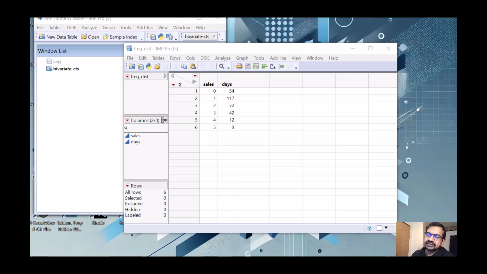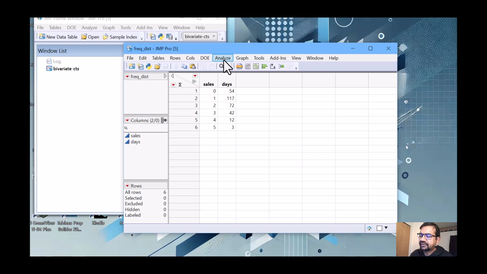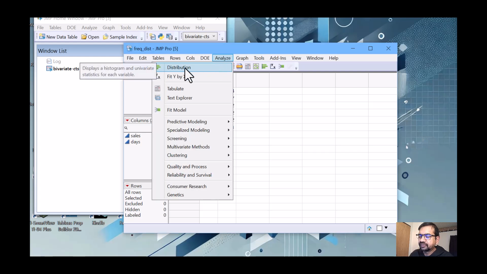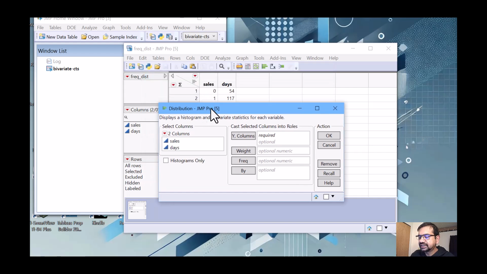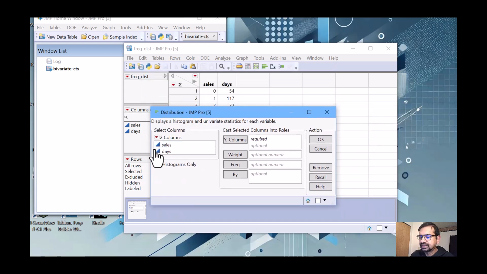Let's see how to implement this in JMP. Now we saw that earlier, so if we go to the Analyze platform, we have a Distribution option and we drag the variables here to get the summary stats. Now our variable of interest is our sales, but we do not want a simple arithmetic mean for it. We want its expected value. So we will make use of this option called Frequency. We're going to drag our days to Frequency and click OK.